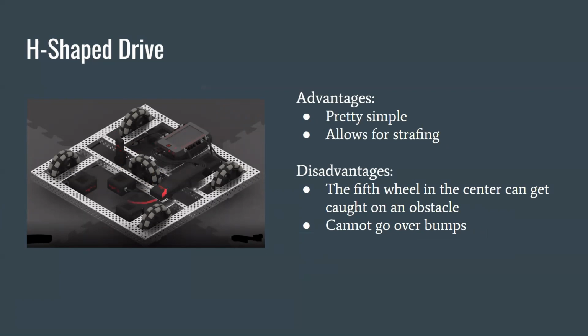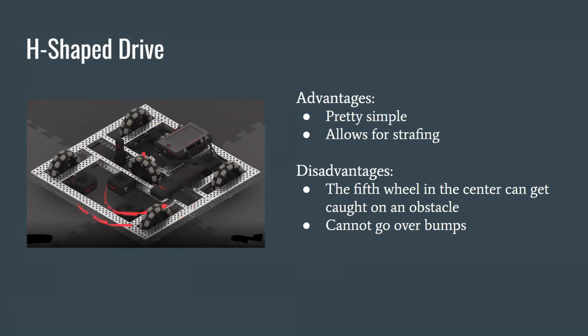However, this drivetrain can't go over bumps or game pieces because this center wheel is going to get caught on an obstacle pretty easily if the robot tries rolling over it. And another disadvantage is that you need 5 Omni wheels with 5 motors. So if you have a lift that needs a lot of motors, you're probably going to be at a disadvantage because this drivetrain requires an extra motor.